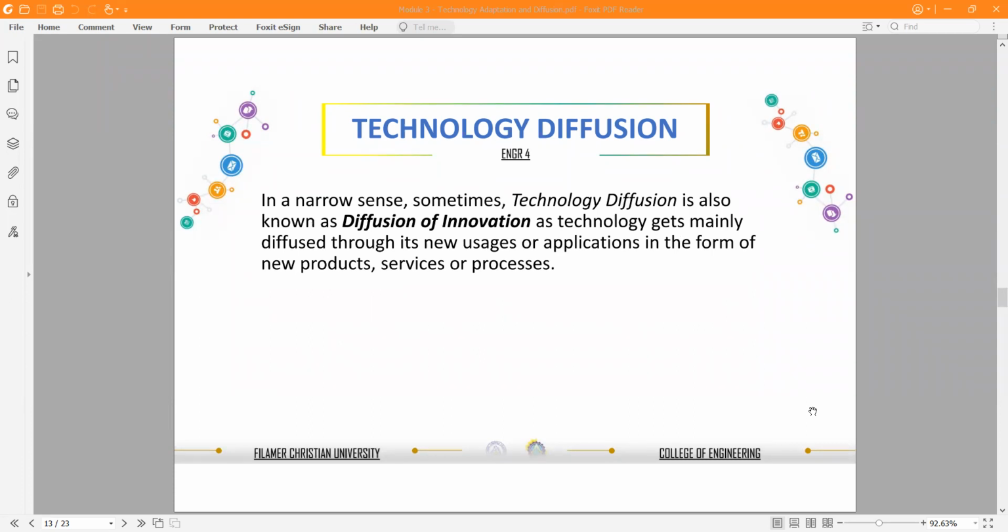This is where technology gets mainly diffused through its usage or its new usage or application in the form of new products, services, or processes.